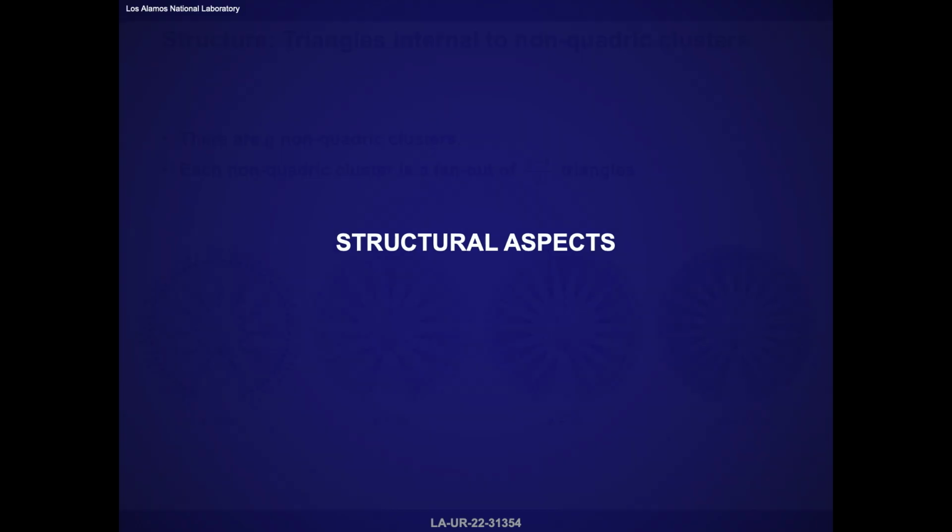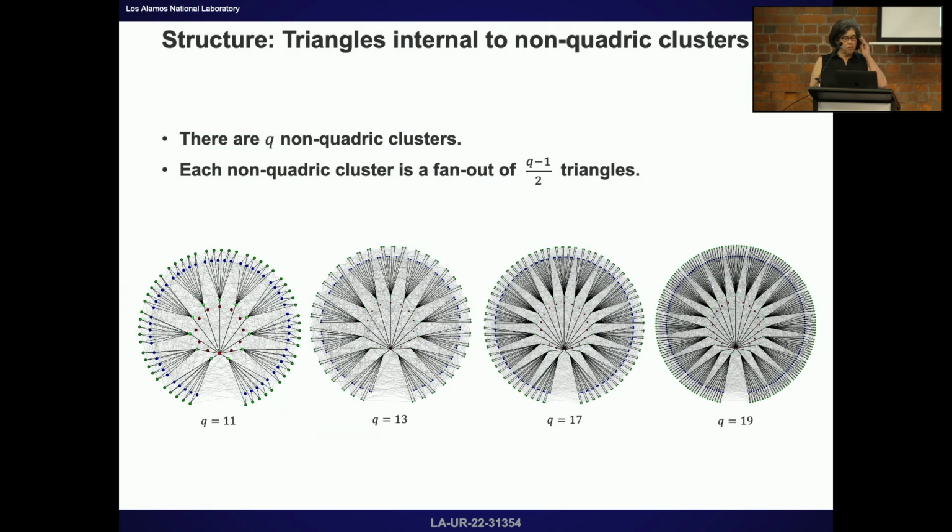So structural aspects. I said there was structure. There is structure. Here's a bunch of PolarFlies for primes q equals 11, 13, 17, and 19. And remember, the degree is q plus 1. One of the things interesting with this is you can see that each cluster has a nice fan out. You have the center, and then you have a bunch of triangles coming out from it.